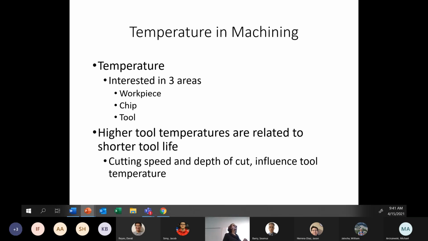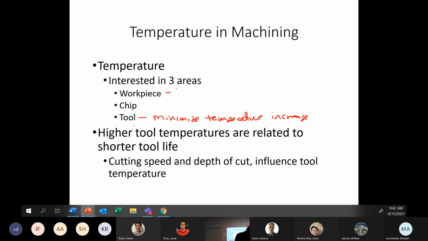I think anybody who's been involved in machining recognizes that as you machine, things get hot. And we talked about the areas where we can see this increase in temperature. We're interested in the workpiece, the chip, and the tool. We would actually like for the tool to not get hot, because the higher the tool temperature, the shorter the tool life. So we would like to minimize the temperature increase, because this affects tool life. The higher the temperature, the more the tool life is going down.